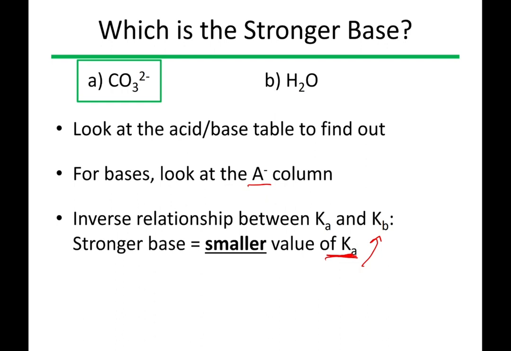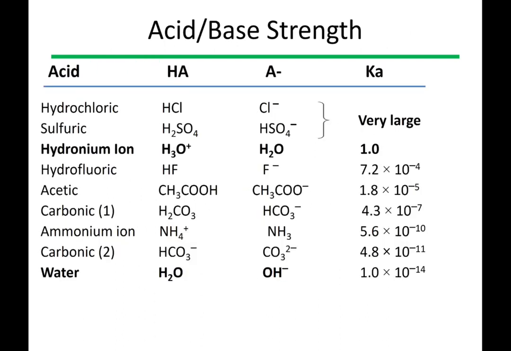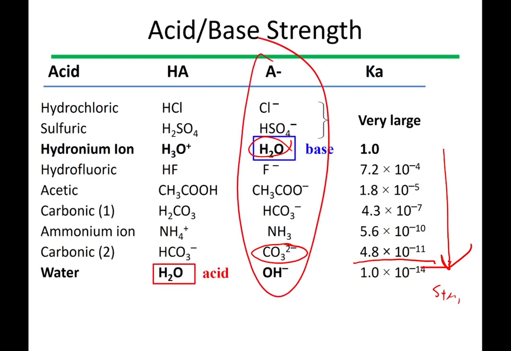And the answer is CO3 2-. So going back to the table, here we see CO3 2- as a base. And here's water as a base. This is lower down in the table. It has a smaller Ka, so that means it would have a larger Kb. And again, further down on the table are going to be stronger bases. But you have to look in the base column. So don't get that confused with water down here acting as an acid.